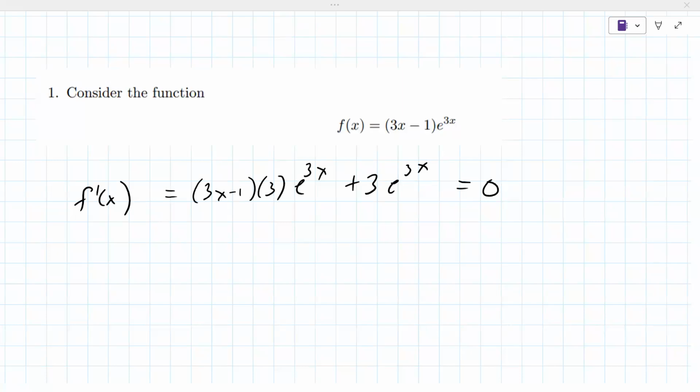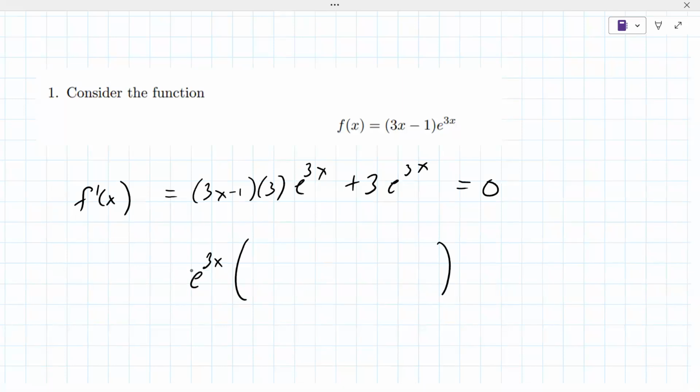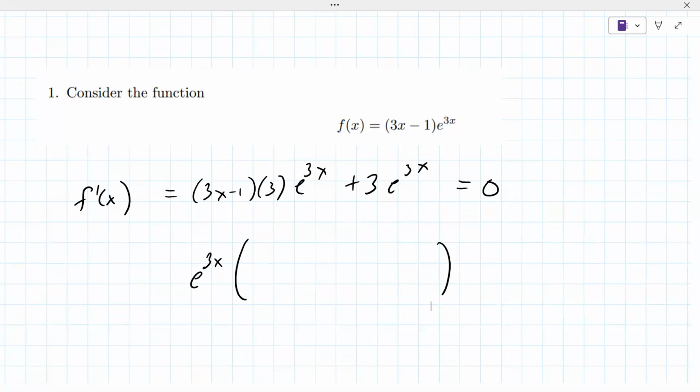No, I would just actually never mind. These can't... no calculator. You would factor them out, and then what's left over you set equal to 0. e to the 3x times 3x minus 1. So x equals 1/3.